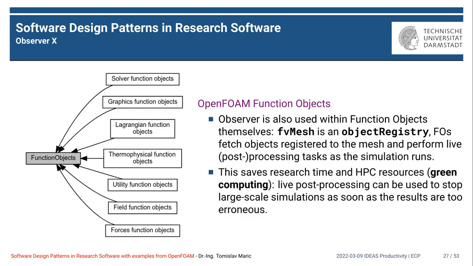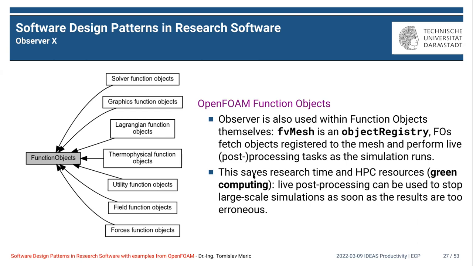So we have basically what I mentioned before, different things that we can do. We can do computer graphics, Lagrangian calculations, thermophysical, we have some utilities, field sampling, calculating forces, whatever. There are many, many things that can be done, and you can easily program your own. What I mentioned before is that every function object reuses the observer pattern. So inside the function object, we can get a constant access to the mesh. And this mesh is actually also an object registry. So mesh is a subject, if you remember from before. The mesh is a subject that has a Lagrangian cloud registered to itself as an observer. And so we can fetch the cloud from the mesh and count all the points in the cloud, if you want, and store this number.